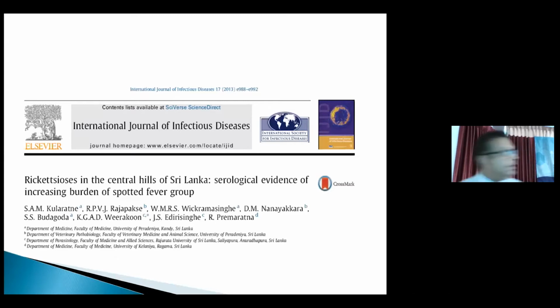And then another study was done by basically the same team led by Professor Gunaratne. This was published 10 years after the first study. Again, it is one of the important studies because it is about the central hills of Sri Lanka: serological evidence of an increasing burden of spotted fever group. It is basically the same type of study, and they again showed a predominance of spotted fever group in this area, but the burden of disease has increased dramatically over the last 10 years.